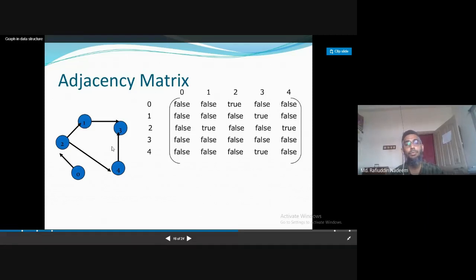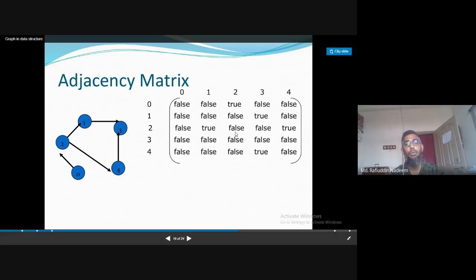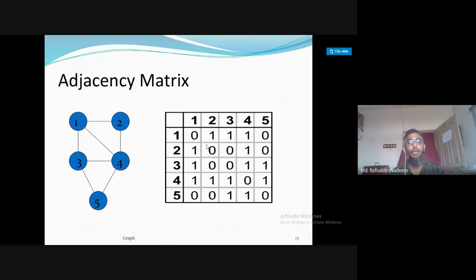If you take vertex 2, from 2 to 0 there is no edge, whereas from 2 to 1 there is an edge, so that's why it is mentioned as true. Then 2 to 2, no loop, so false. 2 to 3 also, there is no edge, whereas 2 to 4, you have an edge, that's why it is mentioned as true. Like that, you can construct the entire matrix here. For Boolean values, you can take 0 and 1. 1 is mentioned as true and 0 is mentioned as false. In such a case, the matrix will look like this.